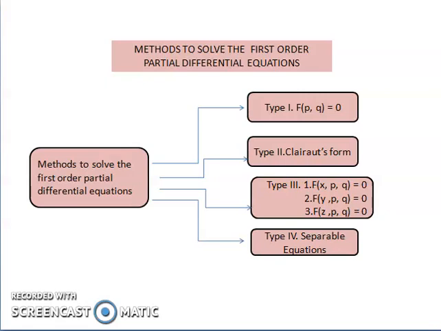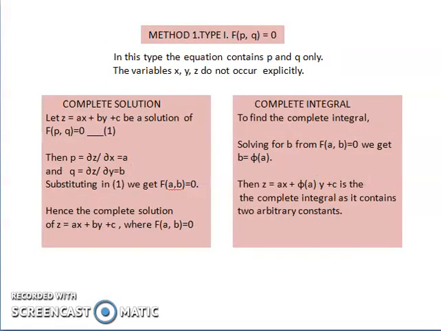In the first one, x occurs explicitly. In the second and the third one, y and z occur explicitly. In type 4 we are going to see about separable equations. So type 1 is of the form f of p comma q is equal to 0. X, y, z do not occur explicitly.